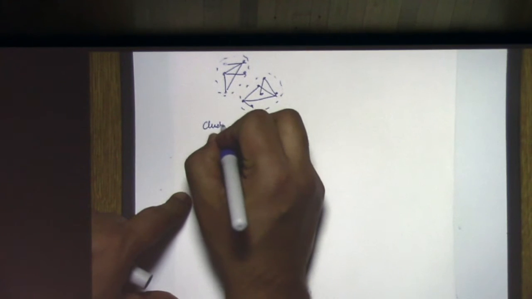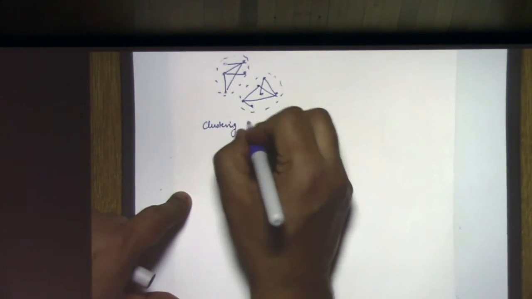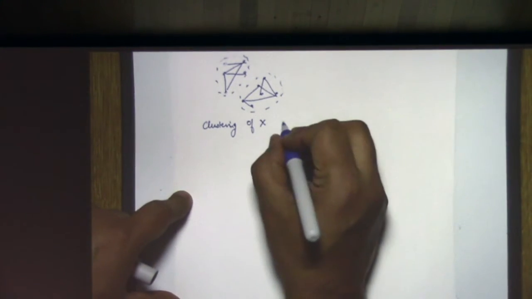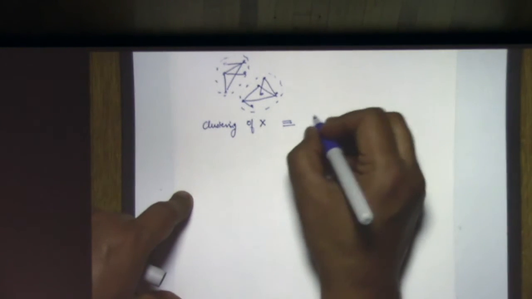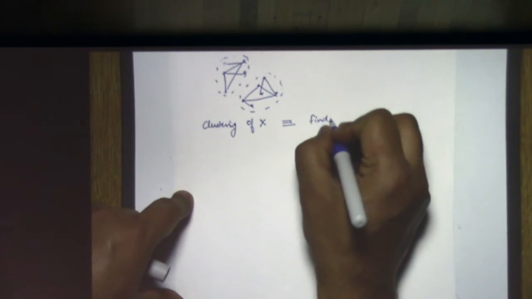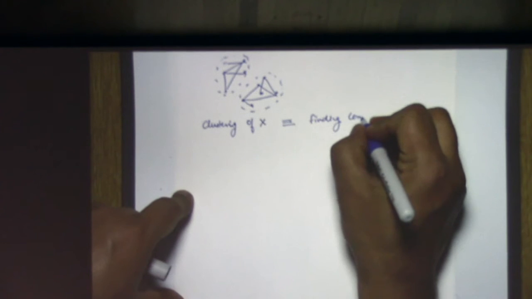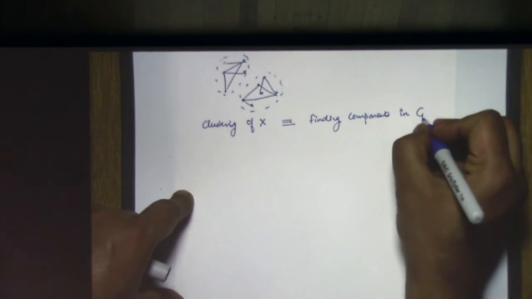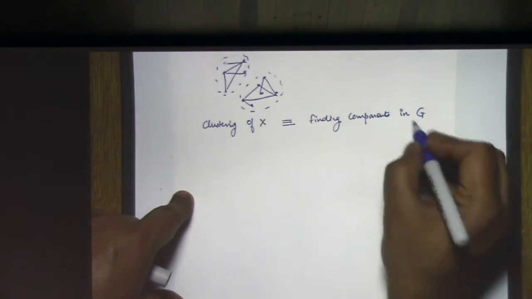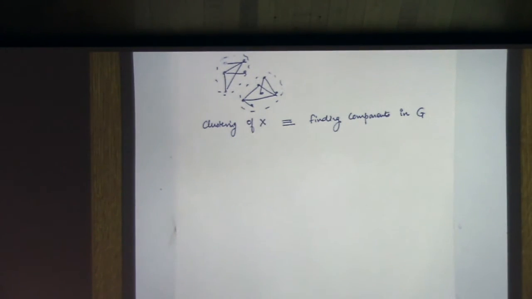So now your task of clustering the actual data X becomes equivalent to finding components in G, where you get G from X by doing that similarity function and so on.